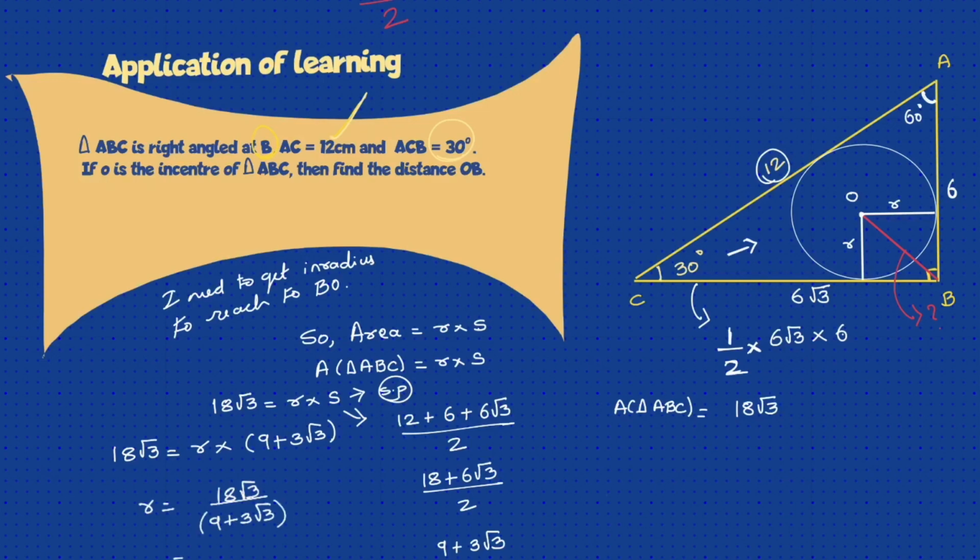Take out 3 out of this. So what can I do right now? 18 root 3, I'll take out 3 out of this. So what am I left with? 6 root 3 upon 3 plus root 3. Again I think I can simplify this because there is a root 3 and 3 there. So I'll take root 3 common from the denominator. What am I left with? Root 3 plus 1. Now root 3 gets cancelled. What am I left with? 6 upon 1 plus root 3. That's it. That is my inradius for this triangle ABC.